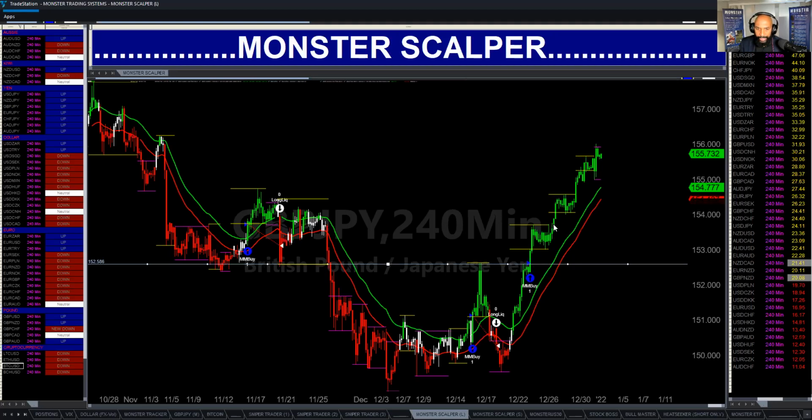We had an opportunity as price moved through the markup phase. This is the markup phase. We had opportunities to reaccumulate, to add to our position. So right here, we could have added on this break, on this reaccumulation. Right here, we could have added. And then right here, we could have added.